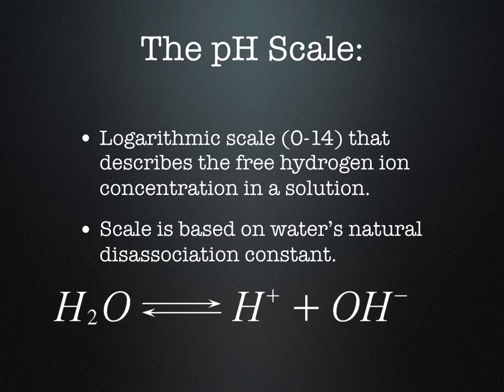These ions both occur at 10 to the negative 7th each. So when you multiply them, you get 10 to the negative 14th. And when you use the pH formula, you get 14, which gives you the logarithmic scale 0 to 14.